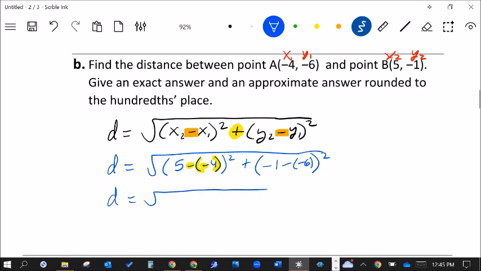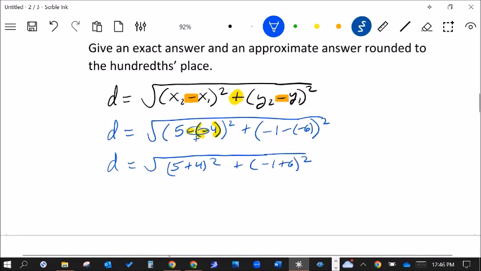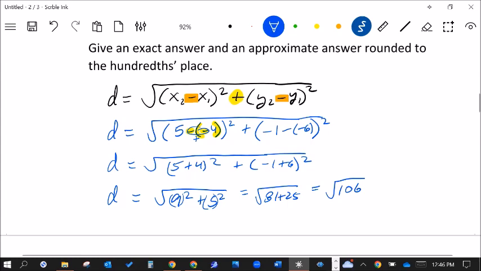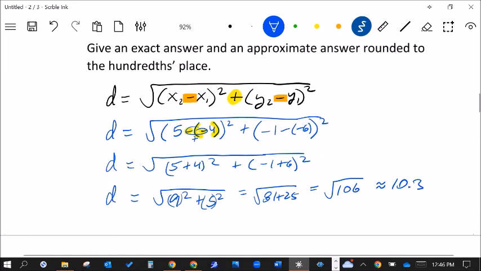So in the next step, that's going to be plus 4. I'll write it as 5 plus 4 squared, plus negative 1 plus 6 squared. I'll go to that level of detail, but I don't really mind doing it. So that's going to give me 9 squared. 6 take away 1 is 5, that'll be 5 squared. And that's the square root of 81 plus 25, which is the square root of 106. And that's approximately 10.3 if I go to one decimal place, like 10.295 or something.